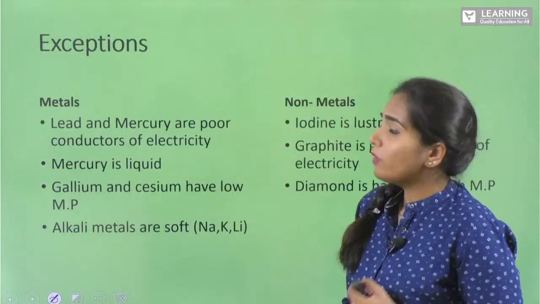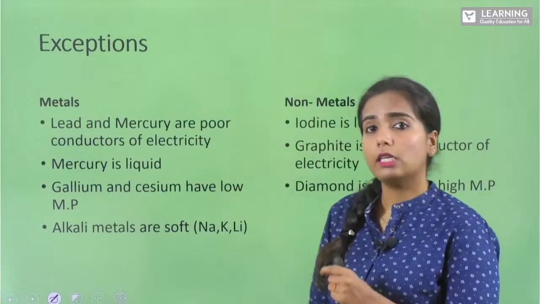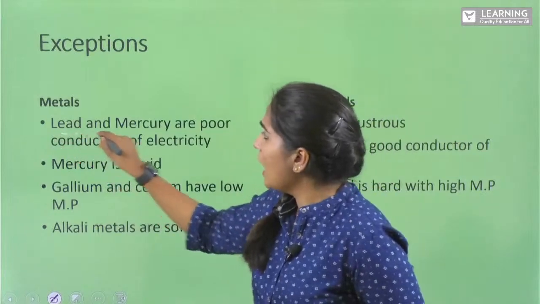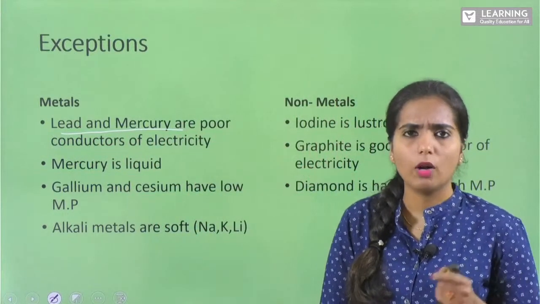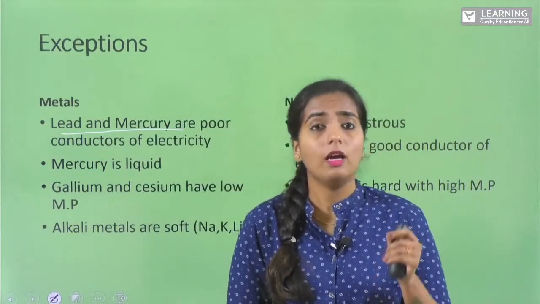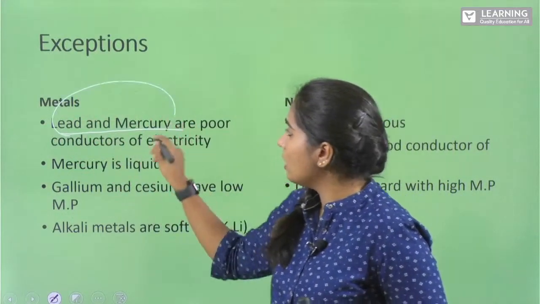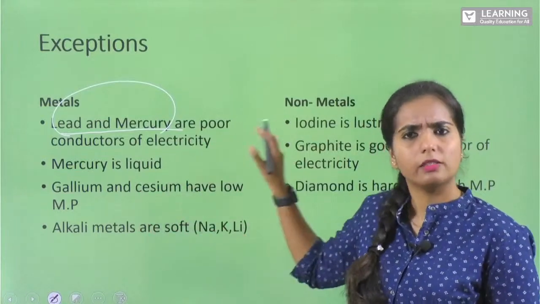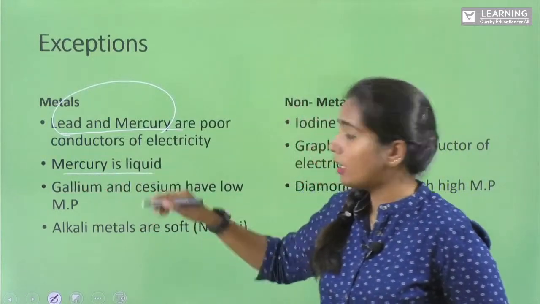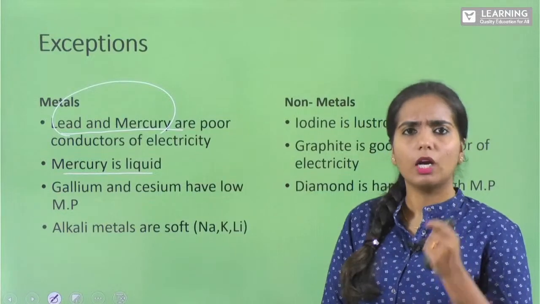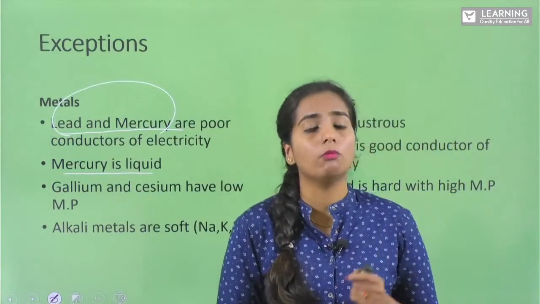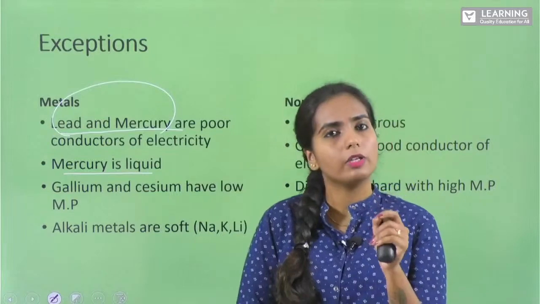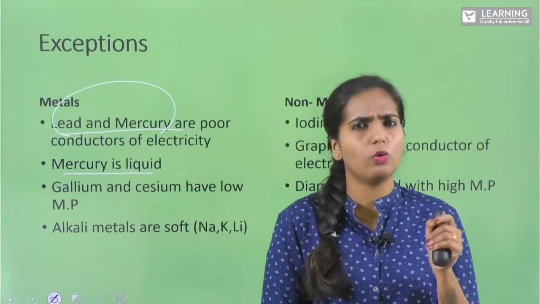Okay. Moving on, there are a few exceptions when you look at the properties of metals and non-metals. What are those exceptions? Lead and mercury are poor conductors of electricity. What did we learn? Metals are good conductors of electricity, right? But lead and mercury are poor conductors. Let's deal first with metals and then move on to non-metals. Mercury exists in liquid form. We learned that metals will be in solid form, right? There are a few exceptions where mercury exists in liquid form even though it is a metal.